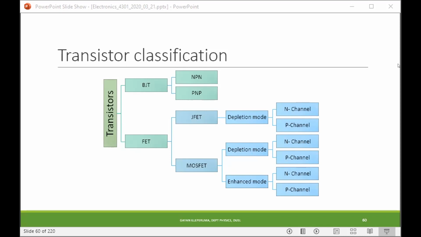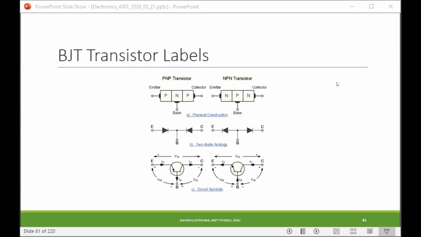And the last category is similar to the NPN and PNP in the BJT. Rather than having NPN or PNP, we have only a single channel, so we call them either N channel or P channel. All of the FETs can be categorized as either N channel or P channel FET transistors. So those are the main classifications of the transistors. Now let's look at our main topic today, which is the BJT transistors.